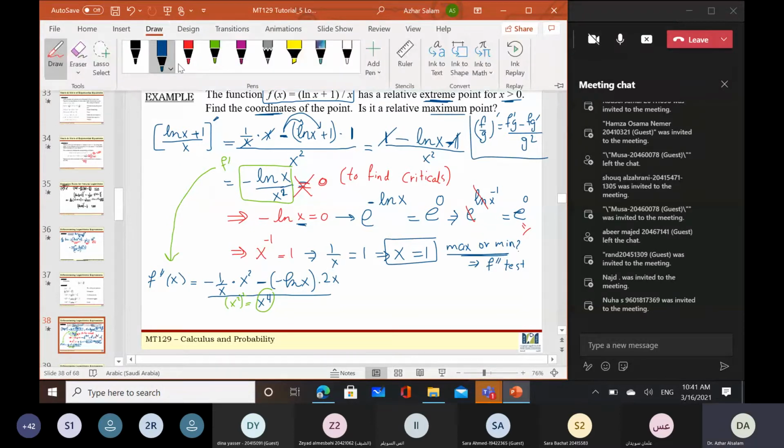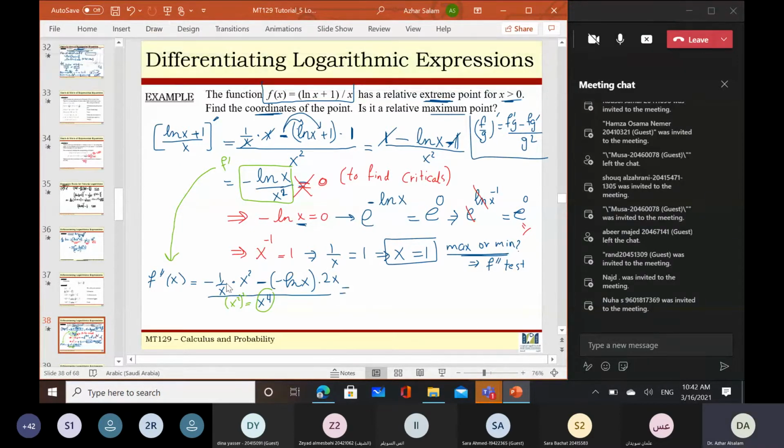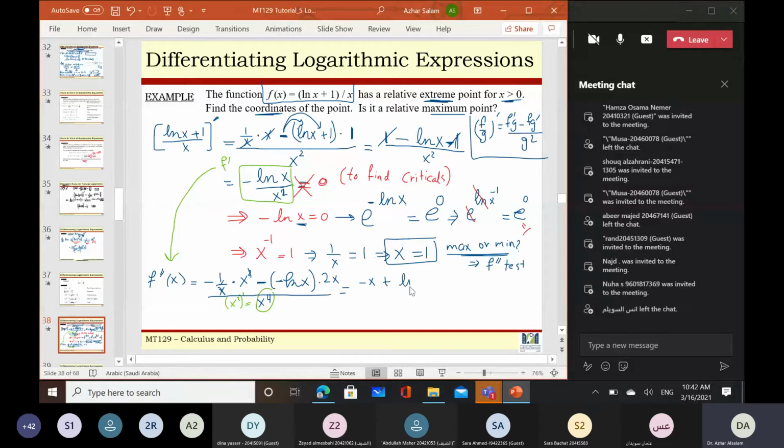Now to continue, I will simplify. Of course, here I can omit one x from the top with this x. So I will have minus x. Then minus, it will be plus ln x multiplied by 2x. I will write it here before the ln, just to arrange. It is wrong to multiply the x inside the ln by anything from outside.